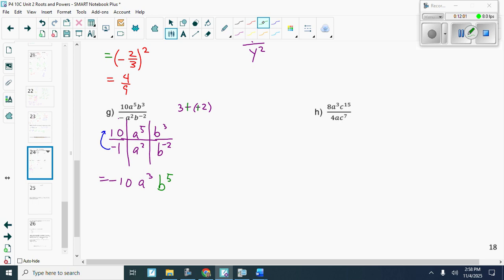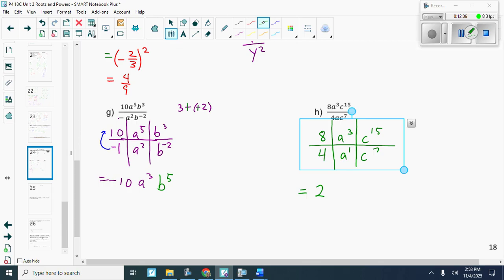This guy, I'm just going to rewrite it a little bit here. 8a^3c^15 all over 4ac^7. You guys can see that I've made these little groups just to be able to see what goes with what. Do you have to do this grid? No, this is just me showing you visually. If you like it, go ahead. I'm just doing it to make the groups. 8 divided by 4 gives me 2. If you need a reminder, if there is no exponent, we can write the exponent 1. 3 subtract 1 gives me 2. 15 subtract 7 gives me 8.